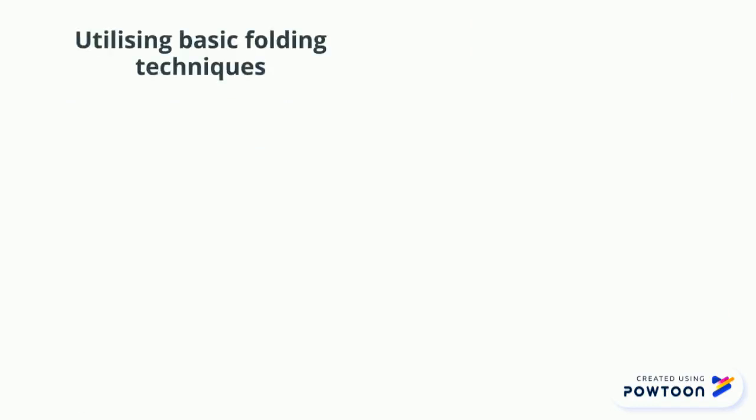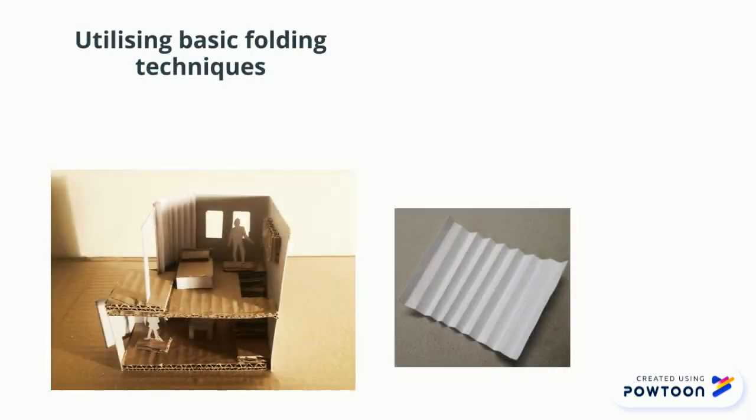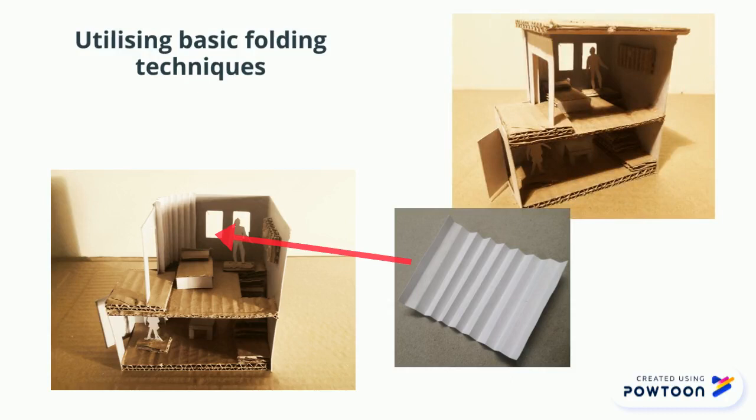In the second model, I tried to utilize basic folding techniques learned in week 5 to create more depth in my model. This can be seen in the second floor of the building, where I used the dividing paper folding technique to create a curtain-like structure for my model.